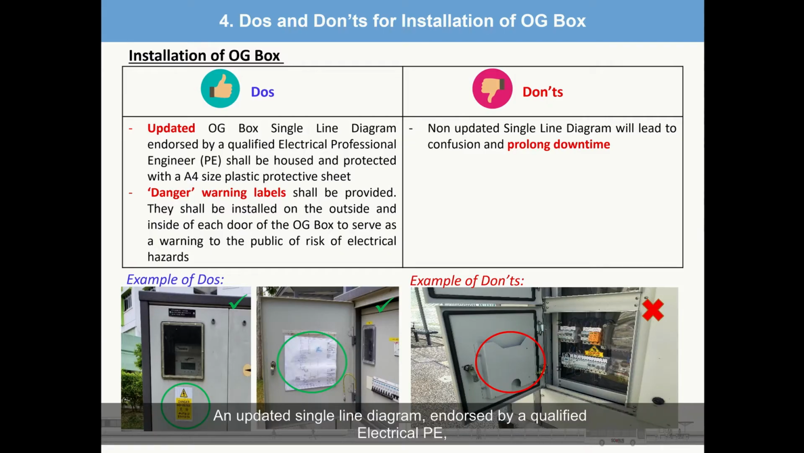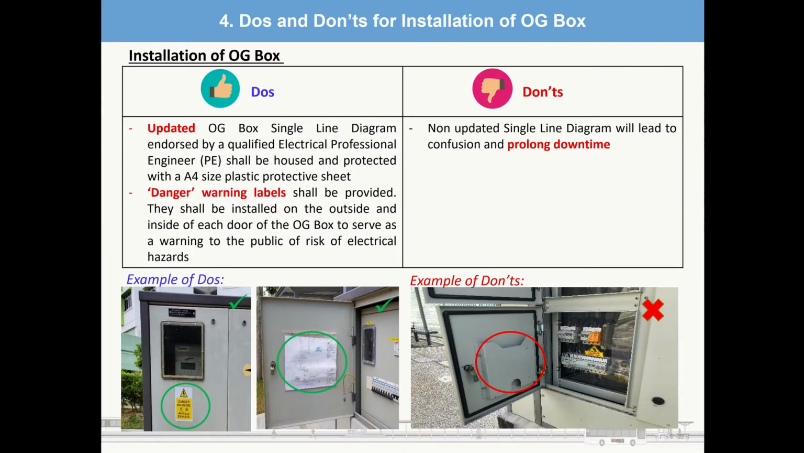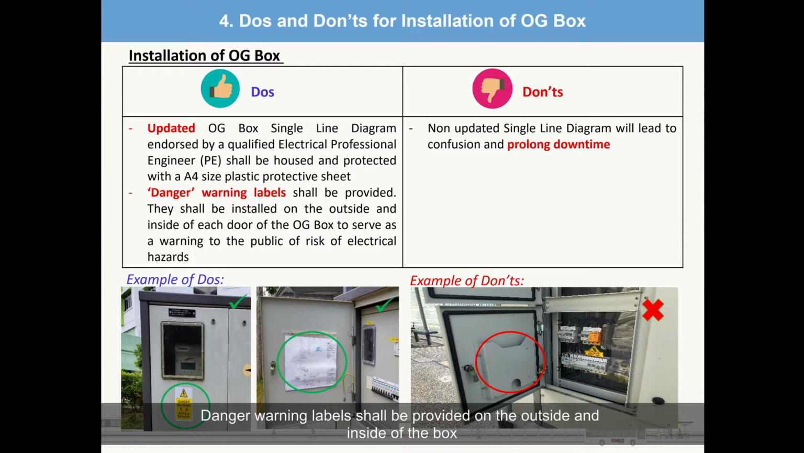The updated single line diagram endorsed by a qualified electrical PE, protected by an A4 size plastic protection sheet, has to be housed inside the OG box, as a non-updated SLD will lead to confusion and prolonged downtime during corrective maintenance. Danger warning labels shall be provided on the outside and the inside of the box to serve as a warning to the public and technicians of potential risk of electrical hazards.